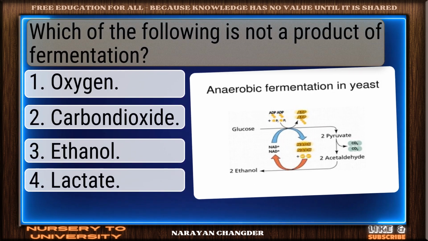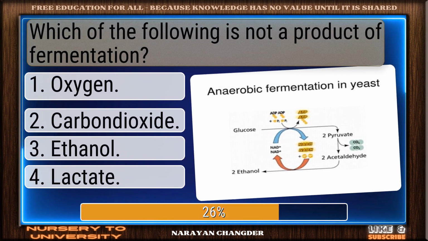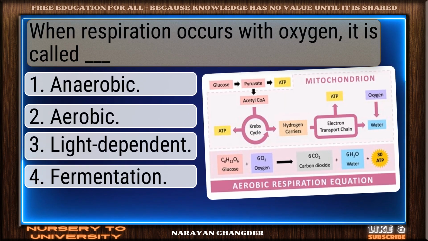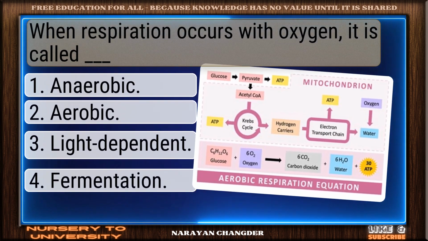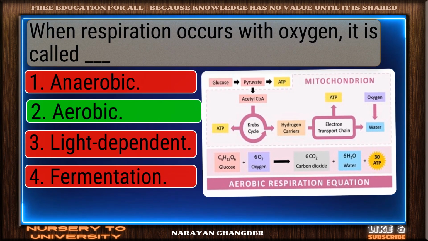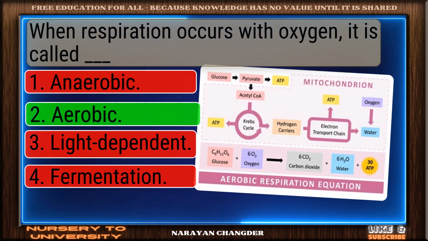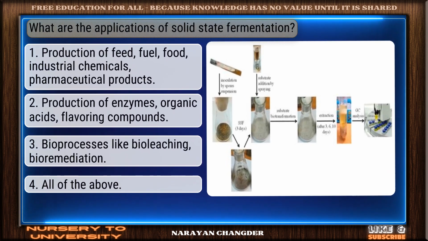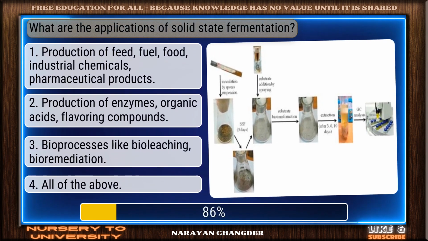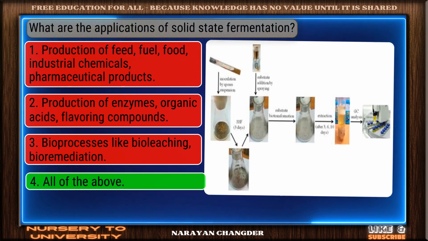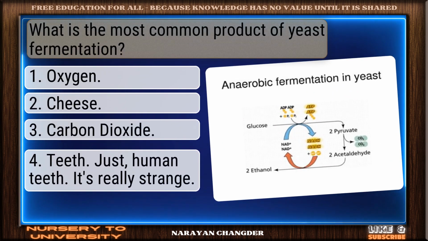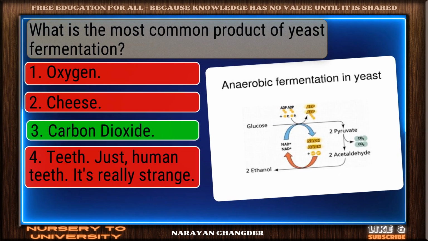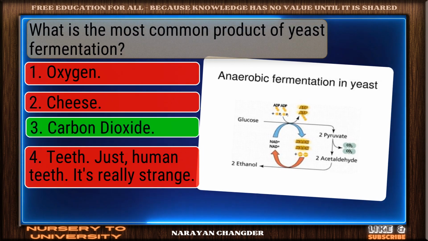Which of the following is not a product of fermentation? Great job. Oxygen is the accurate answer. When respiration occurs with oxygen, it is called dash. You chose aerobic, and it is correct. What are the applications of solid-state fermentation? Sharp thinking. All of the above is the right choice. What is the most common product of yeast fermentation? Solid response. Carbon dioxide is a valid choice.